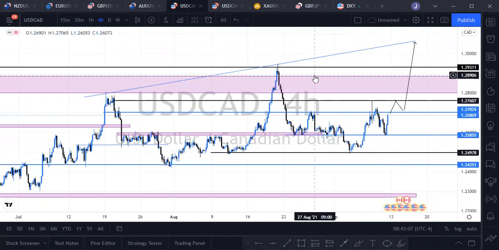I'm looking at it. You are having a kind of inverse head and shoulder formation, something looking like it. We have something like a head here. We are seeing this as the right shoulder, then this point as the left shoulder. So now this point is acting as the neckline. That is why I expect it to break, retest before going up.